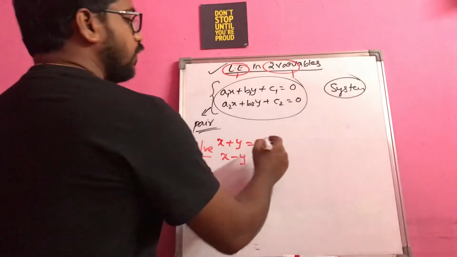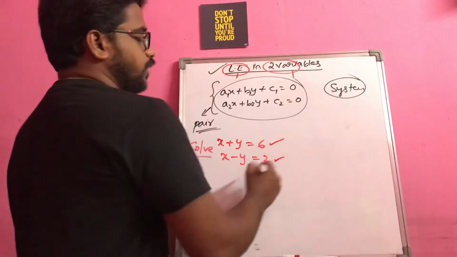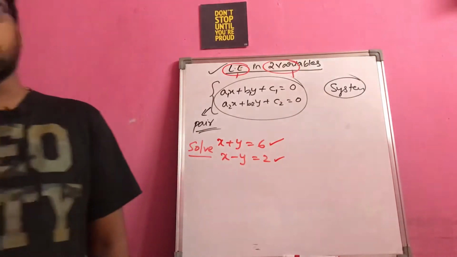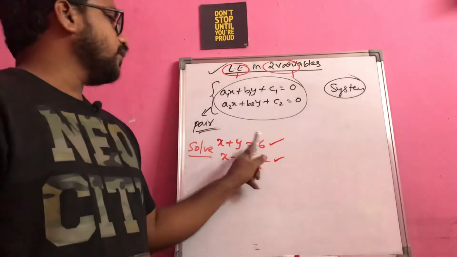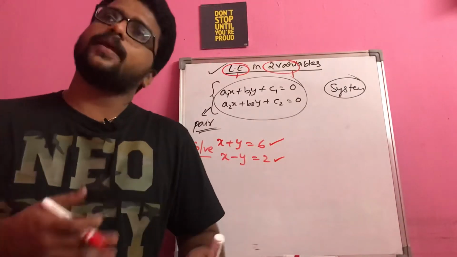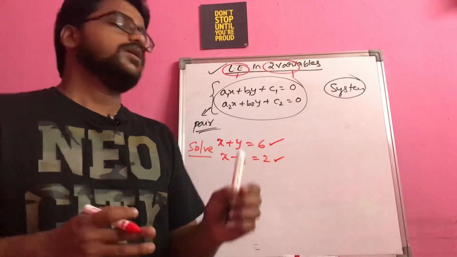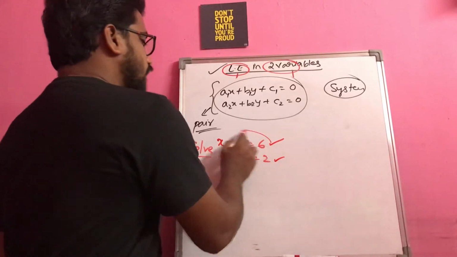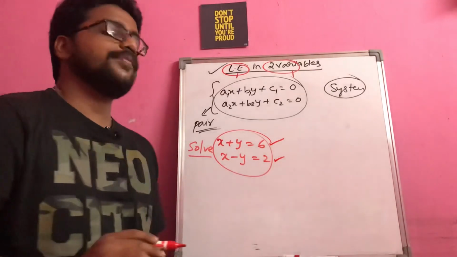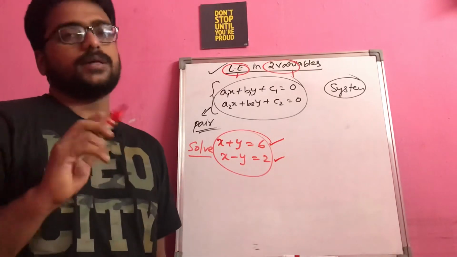Whenever you are taking the individual equations, for sure you will have infinite solutions, for the simple reason that you have two variables and you can make multiple combinations to satisfy the given equation. But whenever you are taking these two equations together, you have to look for the common solution.